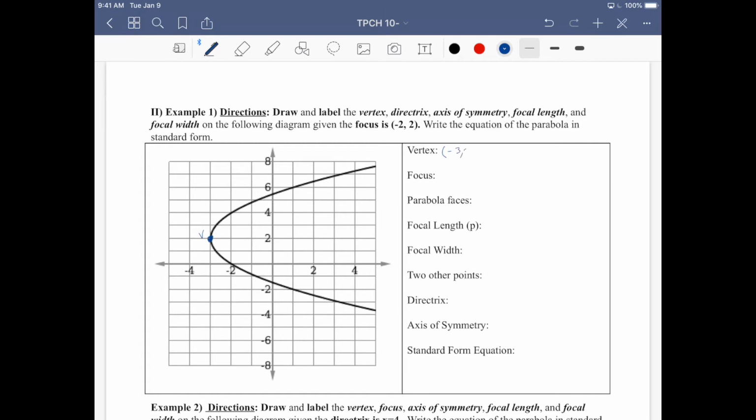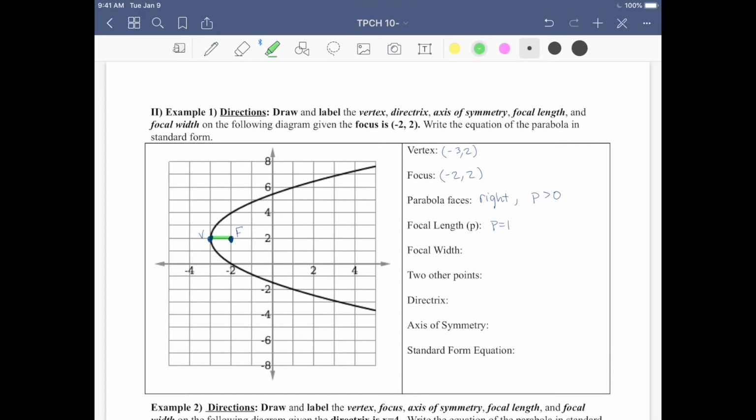So the vertex is -3, 2. I've been told what the focus is. The focus is -2, 2. So let me draw that in there. I'm going to call that F for focus. The parabola faces to the right, which means P is going to be bigger than 0. The focal length is going to be the distance from the vertex to the focus. So that distance is 1, so p equals 1.